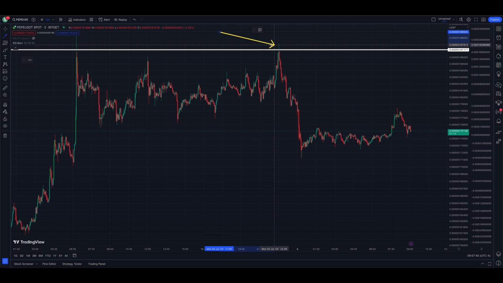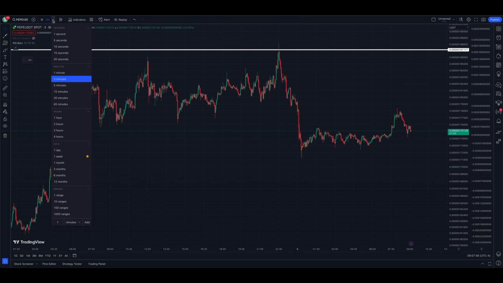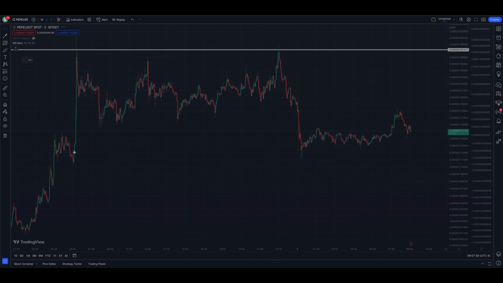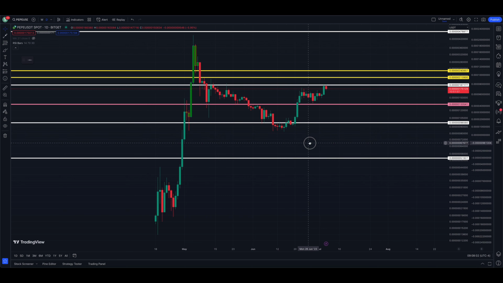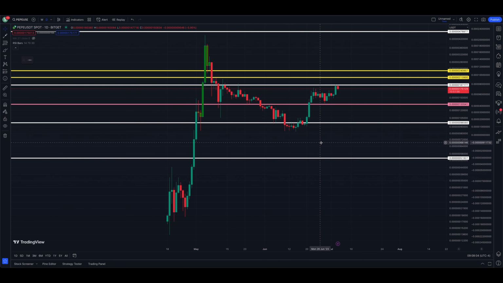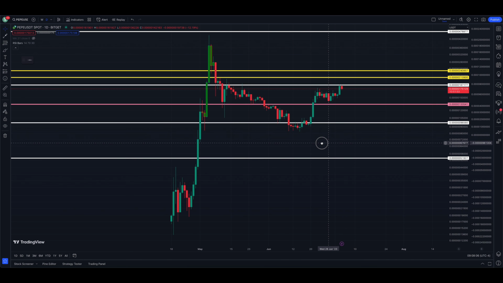So target number one can be checked off the list. It has been hit on the 3-minute time frame. It's nice to get a good zoom in here on the charts, stepping away from the daily. Let's get back to the daily and we'll walk you through what I see and what I think is going to play out for Pepe.